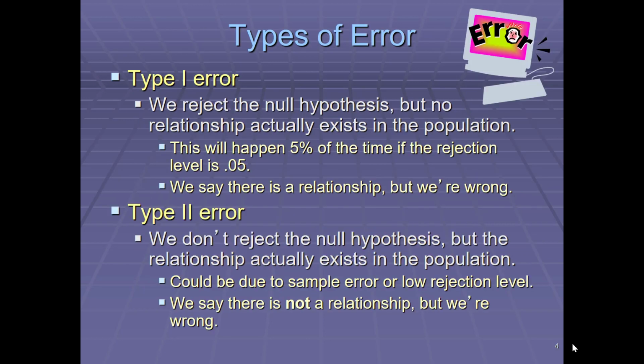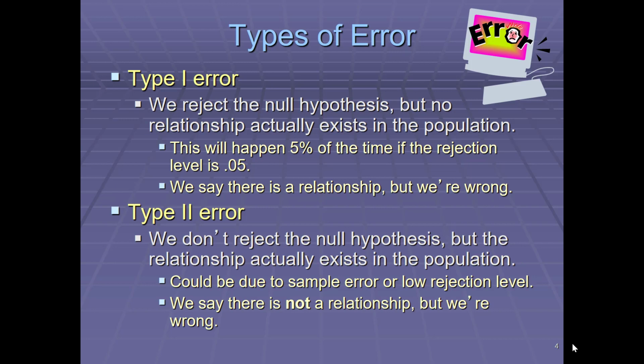Then you have to consider your errors. We have type 1 error and type 2 error. With type 1 error, that generally happens when we reject the null hypothesis, but there's no relationship within the population. If the rejection level is 0.05, this happens 5% of the time. And this basically means that we say that there is a relationship, but we're wrong.